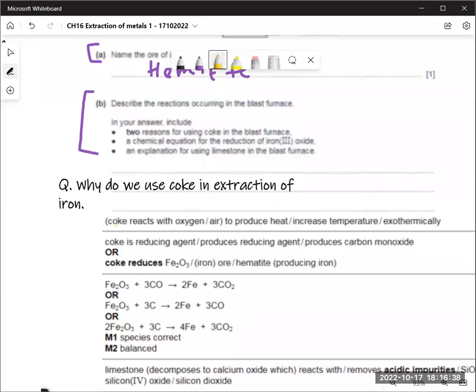Step 1, coke reacts with oxygen to produce heat. So how do you make the furnace hot? You have to make the furnace hot. And we realize that the coke reacts with oxygen to produce heat. Next thing is coke reduces Fe2O3, iron ore, producing iron. Write these 2 points, tell me when you're done.